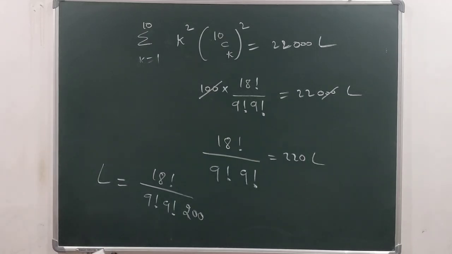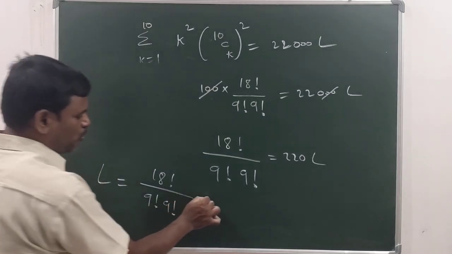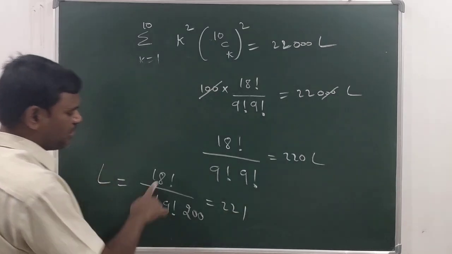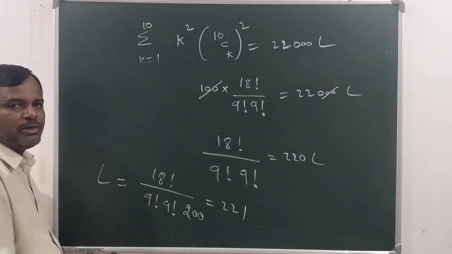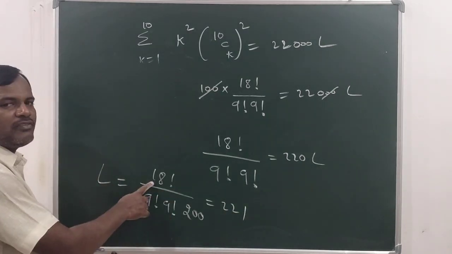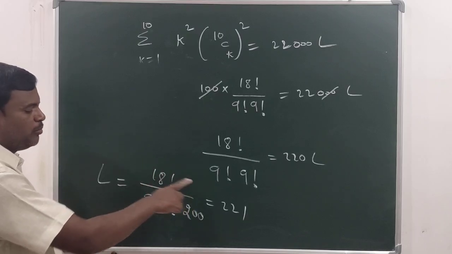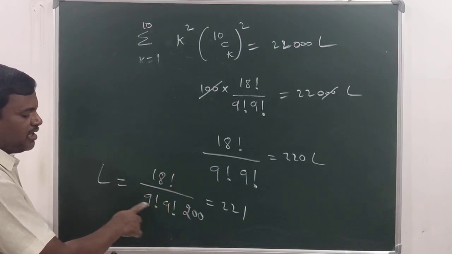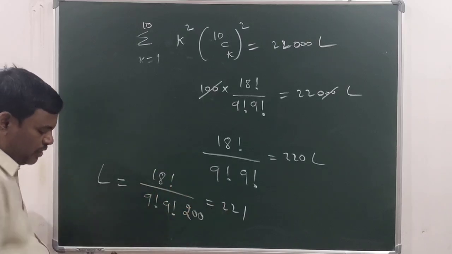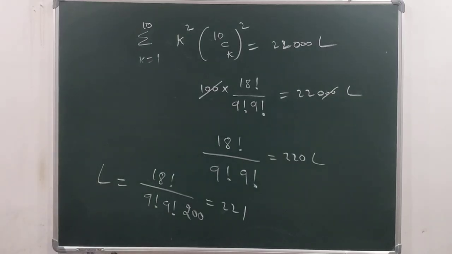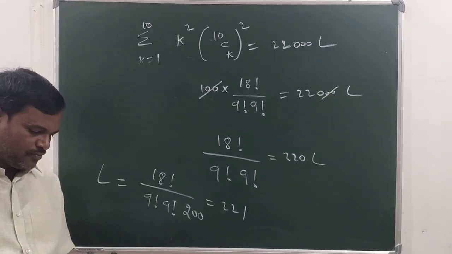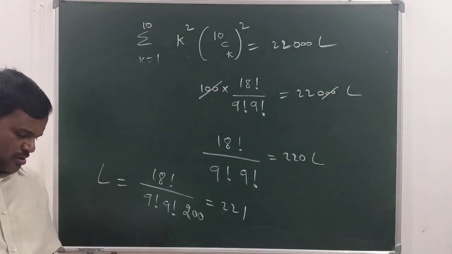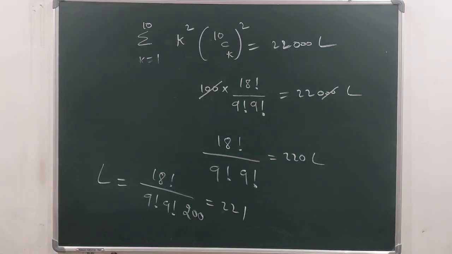So after simplifying, at last you will get 221, students. Do this simplification. You know 18 factorial means continuous product of first 18 natural numbers in the numerator, and in the denominator also expand and simplify. At last you will get 221. Try that simplification. Yes. Right. Next.